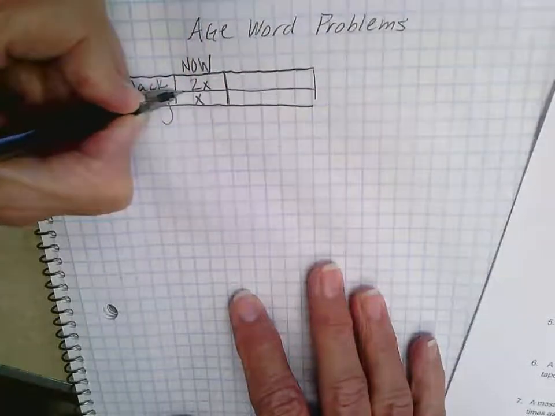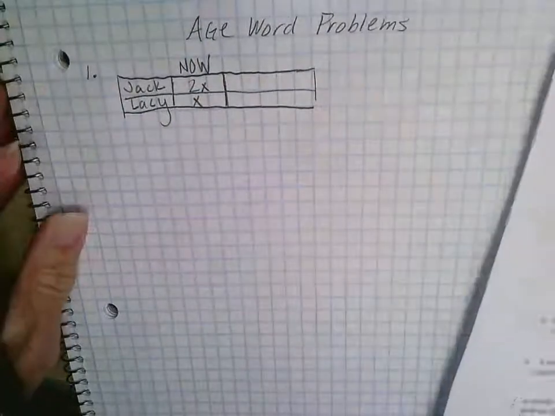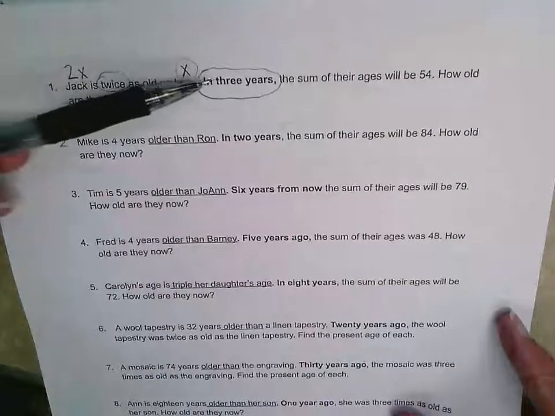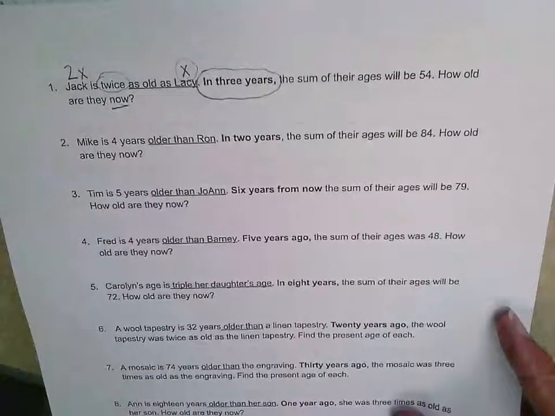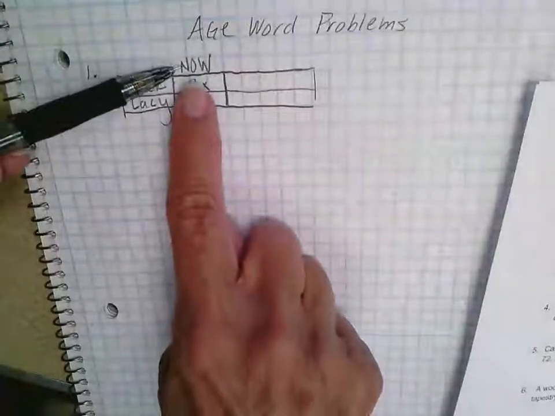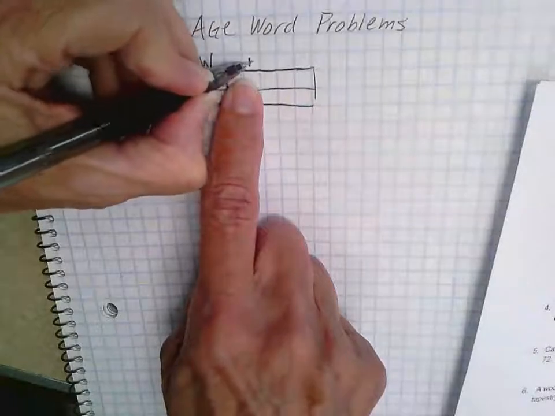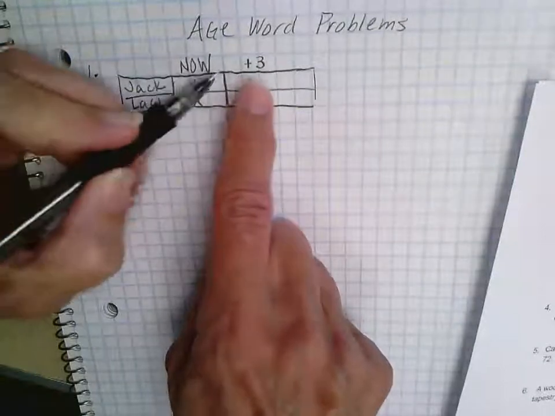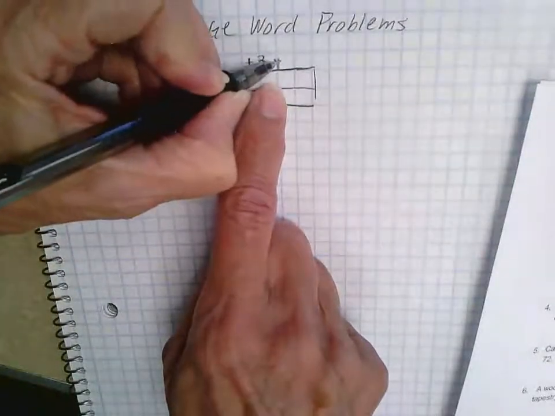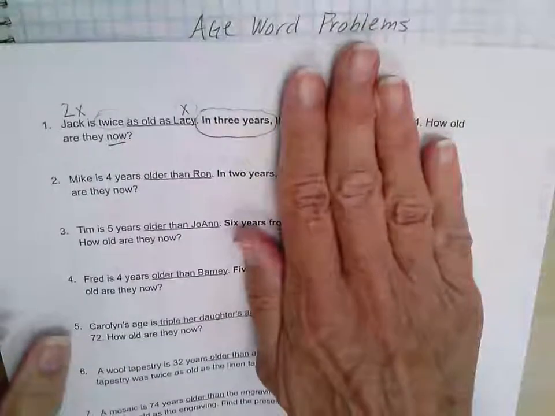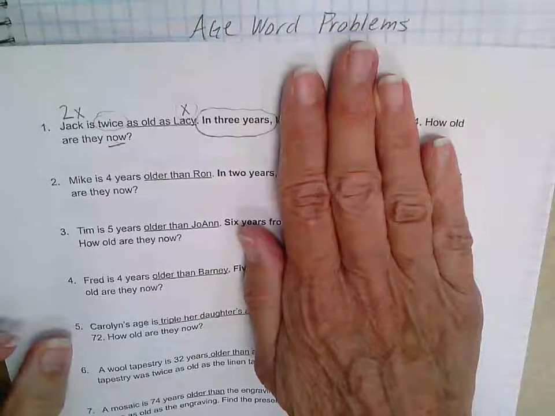The other section of my graphic organizer comes into play when I see these bolded words. In 3 years, this is the future. So in 3 years is going to be 3 more years than what their ages are now. So I'm going to put plus 3 years there. And then I'm going to stop. I'm not going to worry about the rest of the problem at this point.